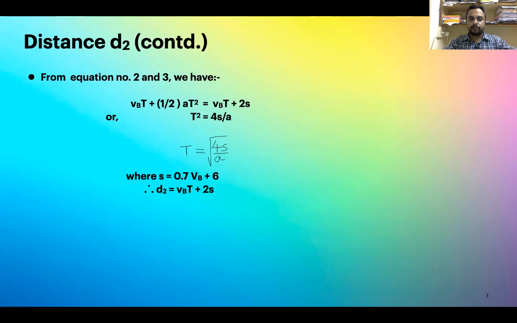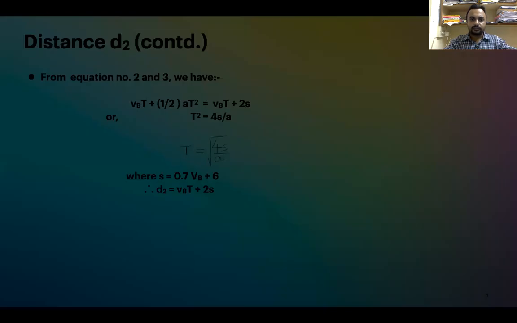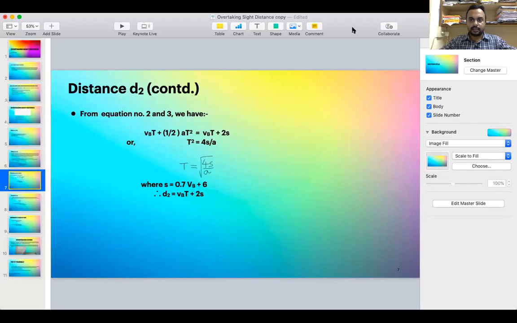If there is any doubt, you can contact me. With this I will end the presentation. So understand the meaning of safe overtaking sight distance and stopping sight distance very, very clearly. These questions on overtaking sight distance are very common in various competitive exams as well. So with this, thank you so much.